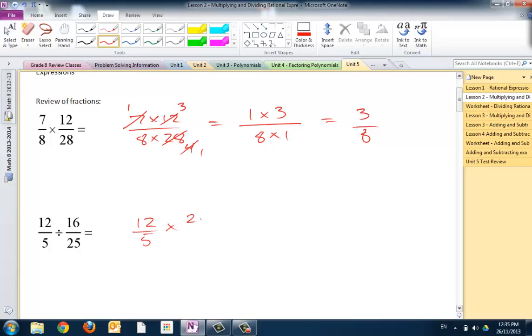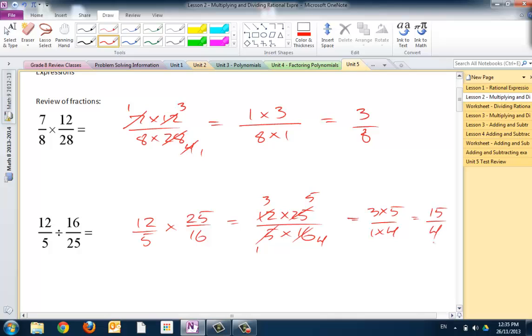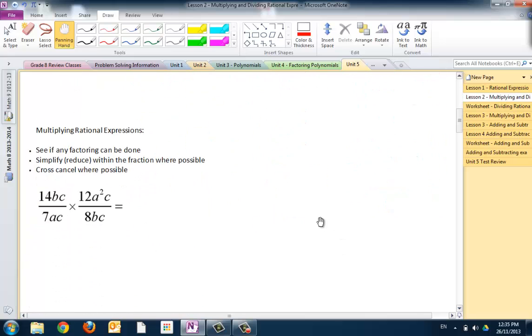Now, when we divide, remember we take the reciprocal of the fraction doing the dividing, and we multiply. So the reciprocal of 16 over 25 is 25 over 16. And then I'm back to the point where I'm multiplying again. I do the numerators and the denominators, and I can start simplifying. 5 goes into that once, and into that 5 times. 4 goes into that 3, and into that 4 times. And that leaves me with 3 times 5 over 1 times 4, or 15 over 4. Now, let's apply this to our rational expressions.